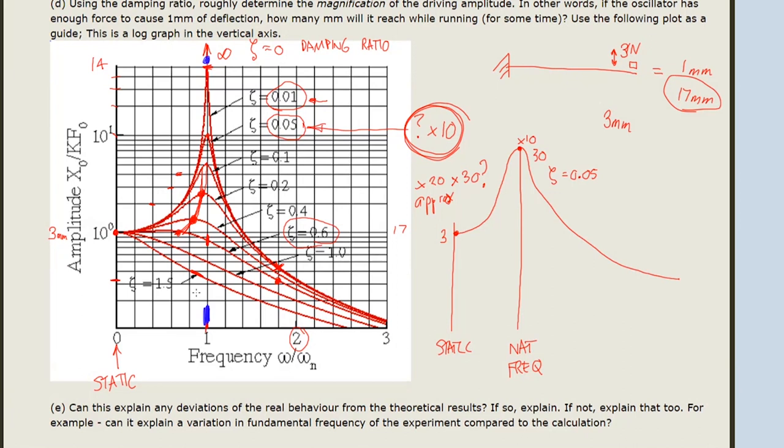So see if it is too low to cause a shift in the resonant frequency. That's about it. We'll finish up there.